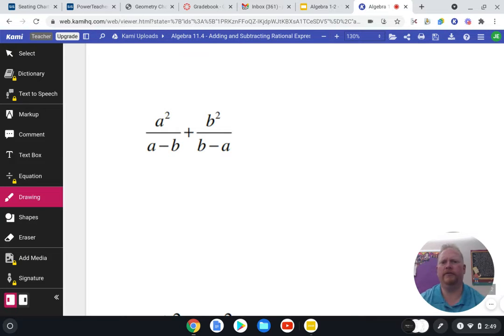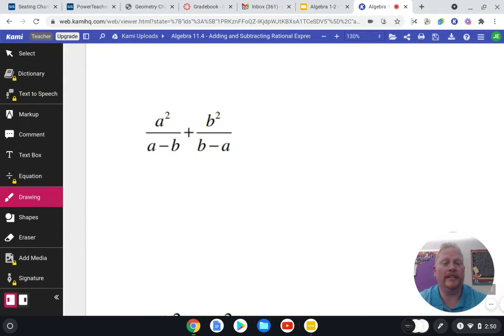Okay, let's take a look at our first example here. A squared over a minus b plus b squared over b minus a. Now, remember on the previous example I said x plus 6 and x plus 4 are two totally different things. You can't do anything to make them the same. Okay, now in this one, I would say the same thing, except I notice a minus b and b minus a, those are opposite factors.